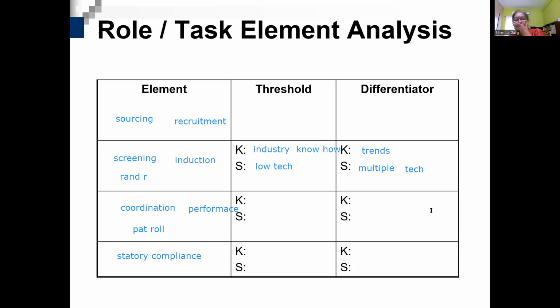So guys, now that I have given you a good understanding of A, you have to now break that job description into different elements. Then two, write what is the knowledge required and what is the skill required at a threshold, and what a person who will actually be a superior performer, called a differentiator, will have at a knowledge and a skill level.